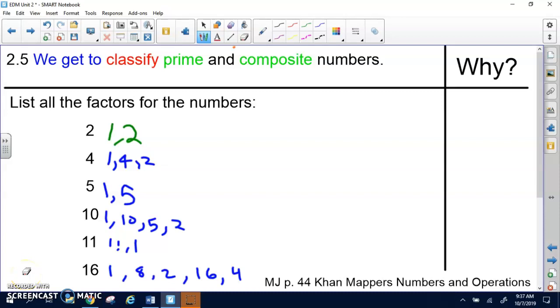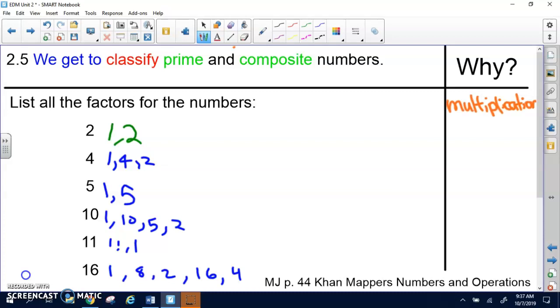Point 5, we get to classify prime and composite numbers. We're still working with factors. Why would we be working with factors? What's our big push? What skill are we trying to build? Yep, we're still trying to build multiplication.